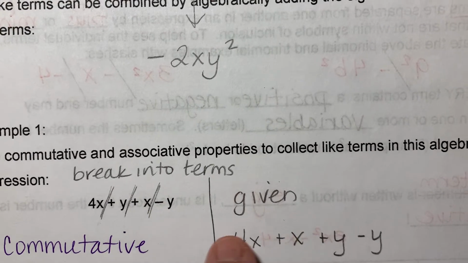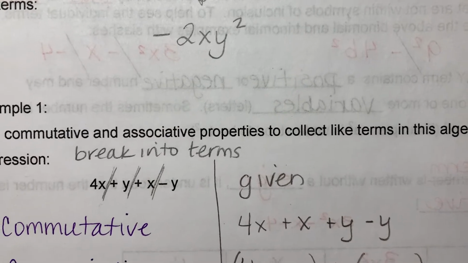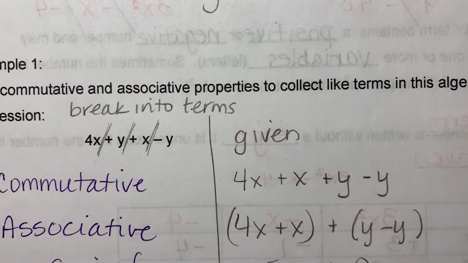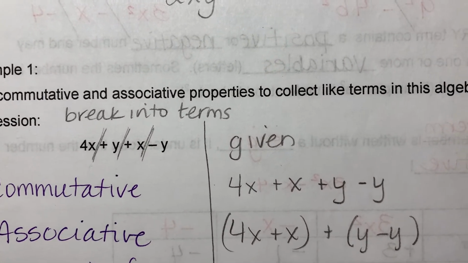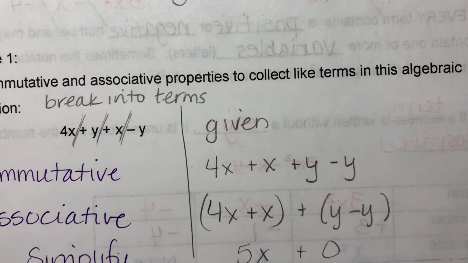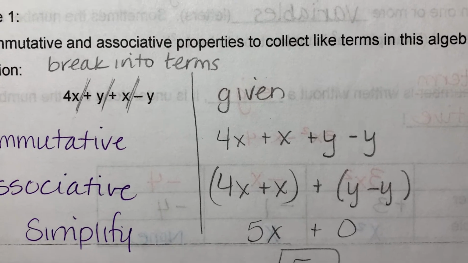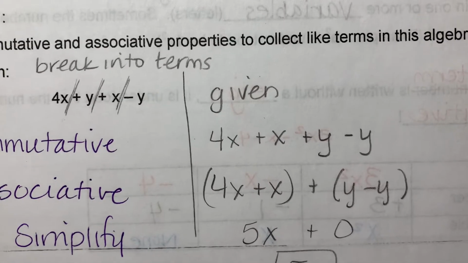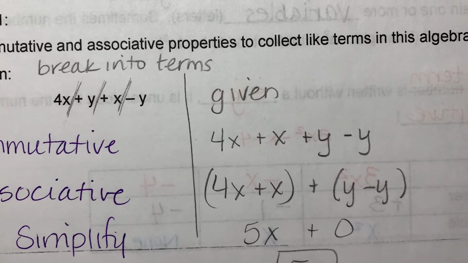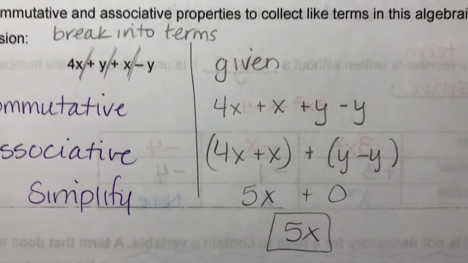4x plus x, we move the x up here to the front, and then a y minus y. We're just sticking them next to each other. The associative property says we can group them with parentheses. So we have 4x plus x, and y minus y, which if we were to add them up, that would be 5 x's altogether, and no y's because y minus y is 0. So our answer is 5x.